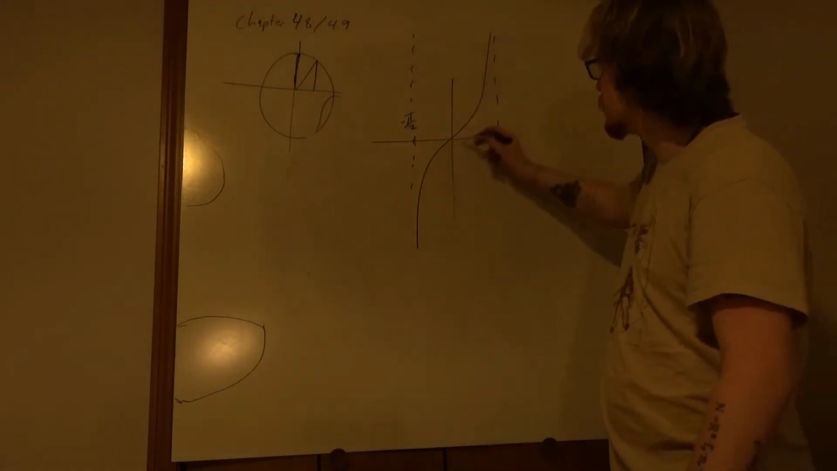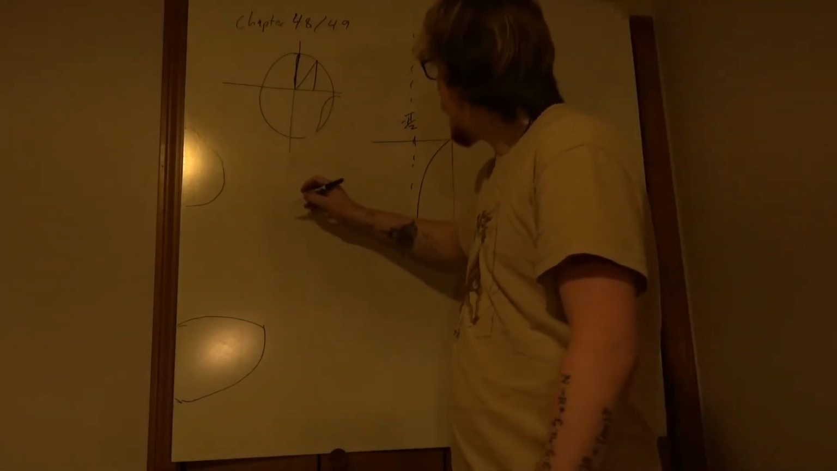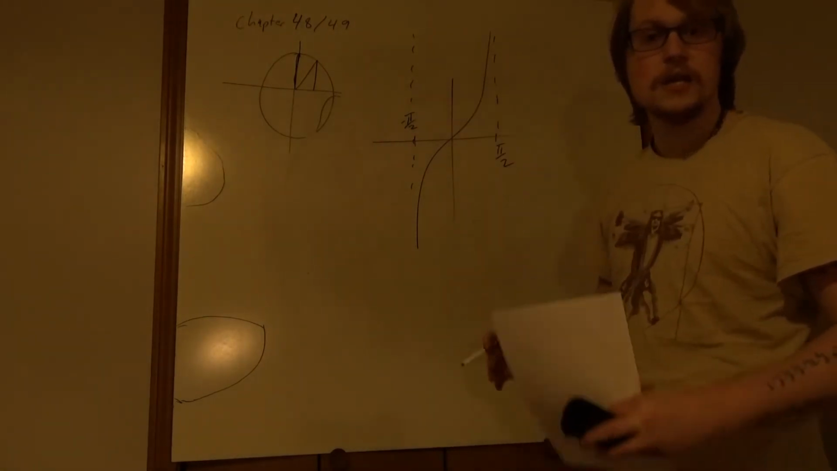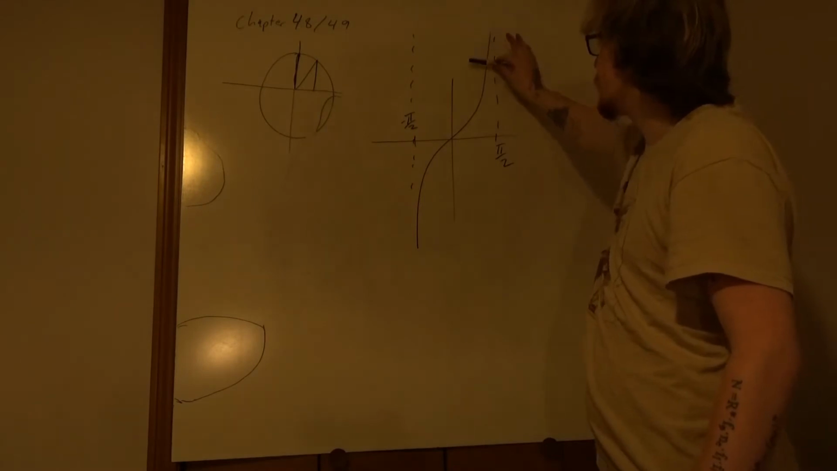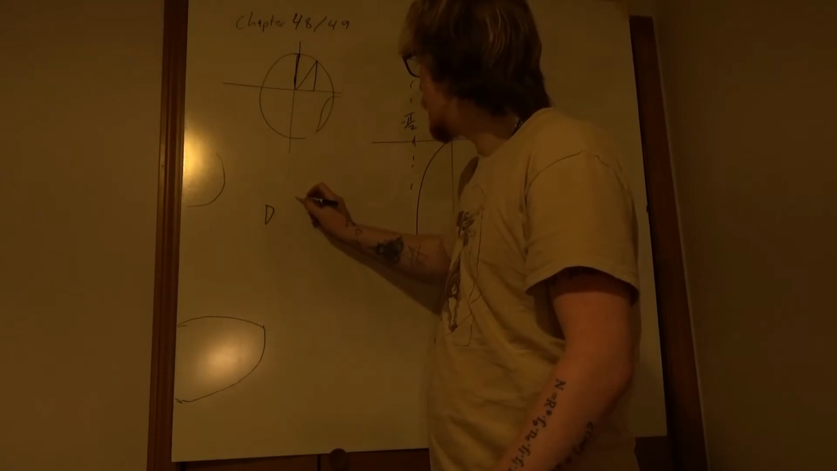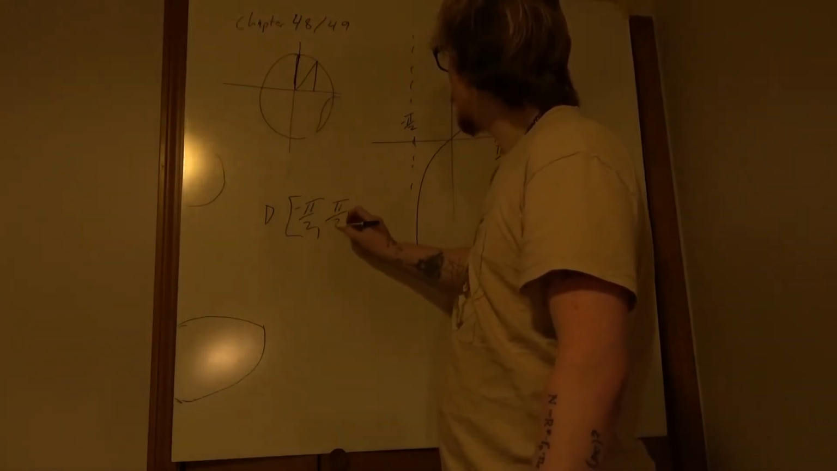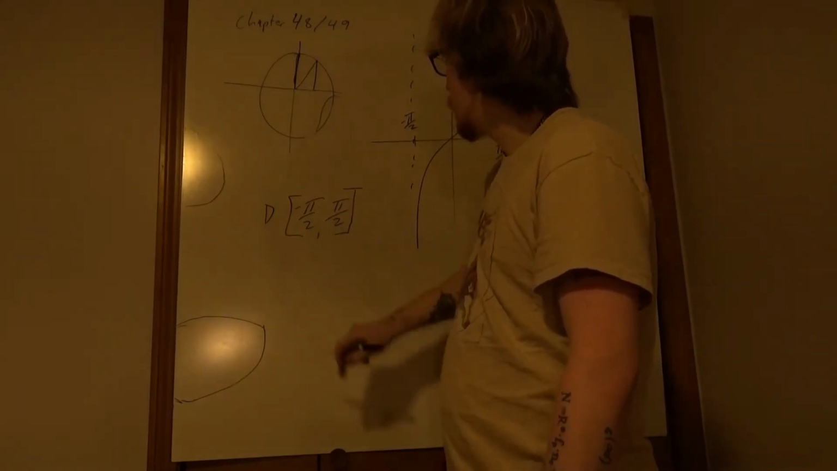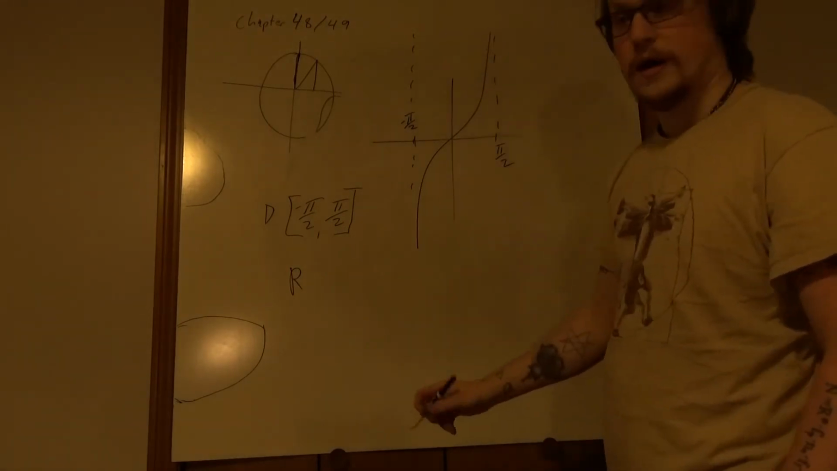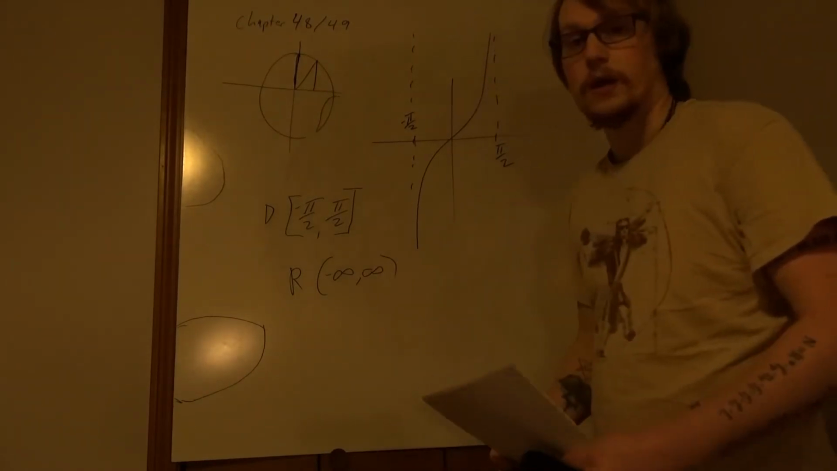So a single one of these curvy bits is going to be between negative pi over 2 and pi over 2. And on this interval, tangent is now one-to-one because it passes the horizontal line test and the vertical line test. So its domain is going to be negative pi over 2 to pi over 2. And its range, well, it goes all the way up and all the way down. So in fact, its range is going to be negative infinity to infinity.